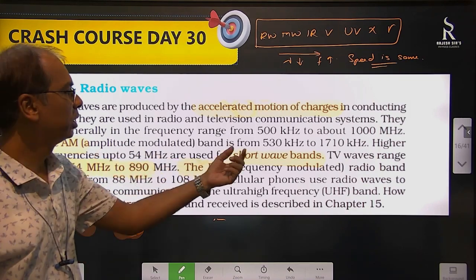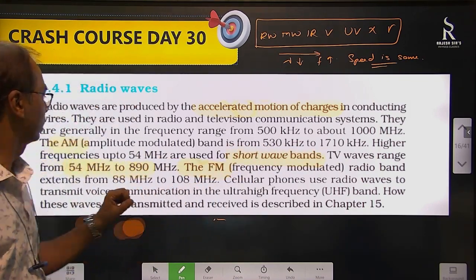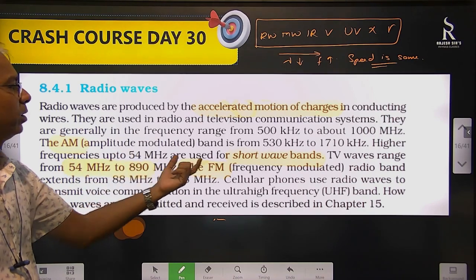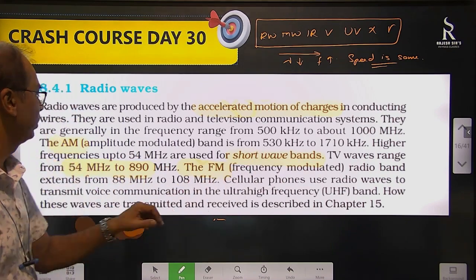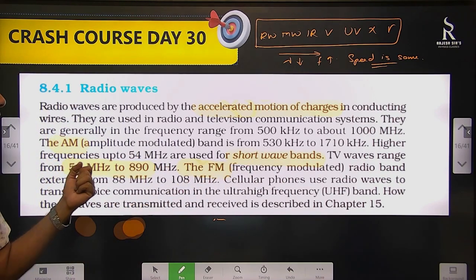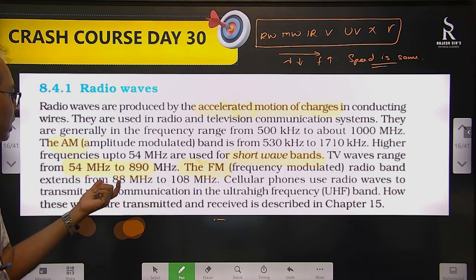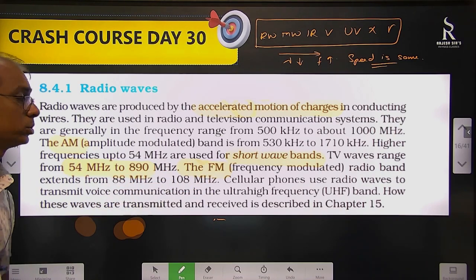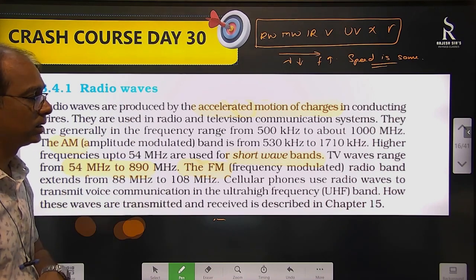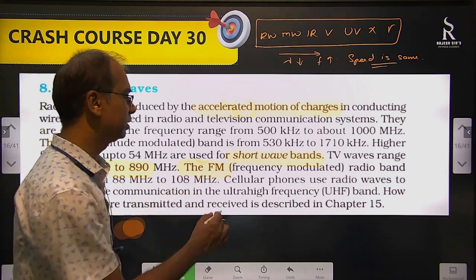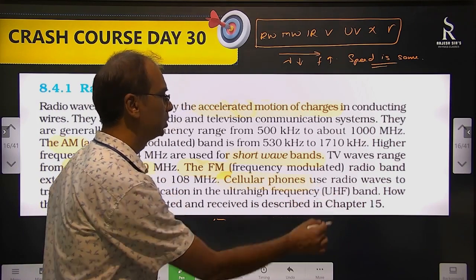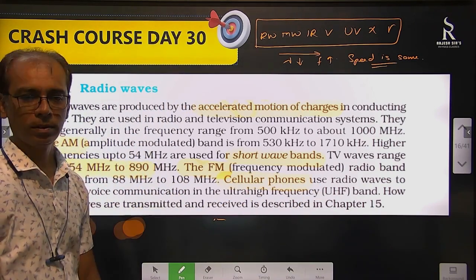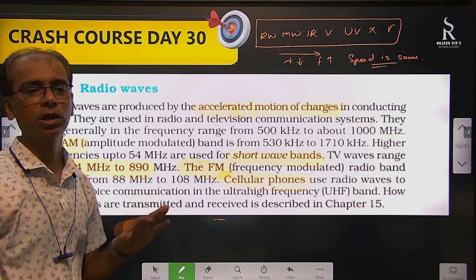AM is in kilohertz, 530 to 1710. Then it goes up to 54 megahertz when you are using short wave bands. Then TV waves 54 to 890, and then finally FM 88 to 108 megahertz. Okay, so frequency keeps on increasing, and finally there will be cellular phone. That means our mobile phones use radio waves to transmit voice communication in the ultra high frequency. So these are used for communication.